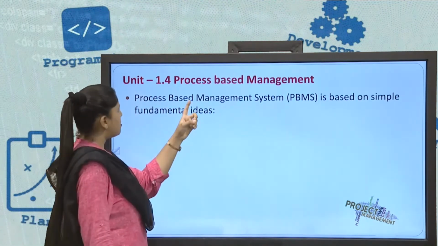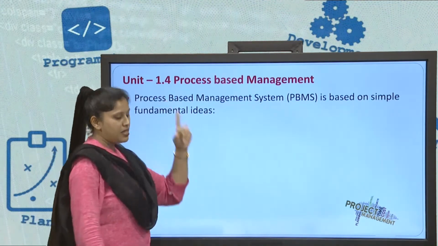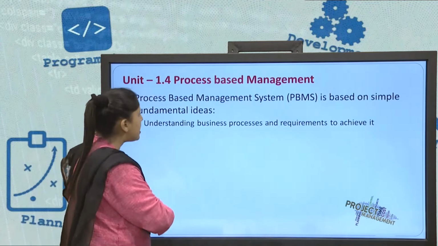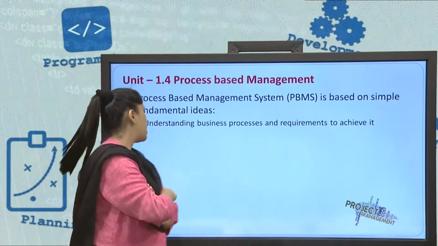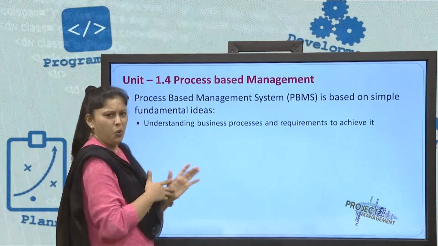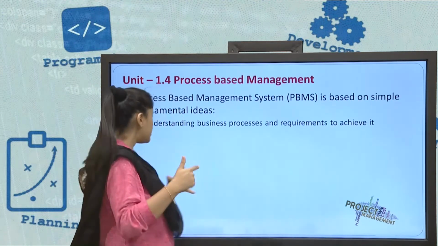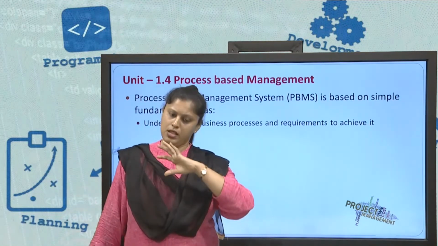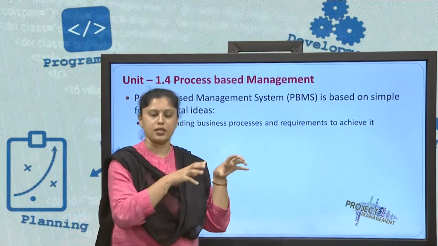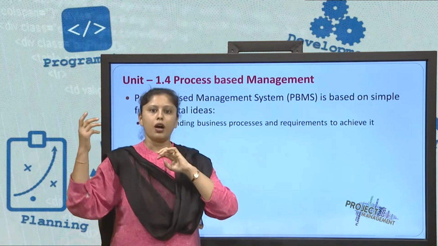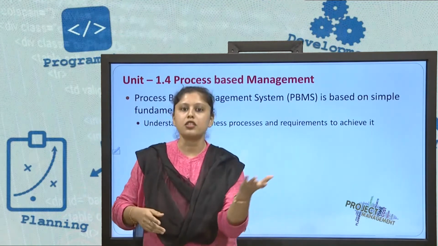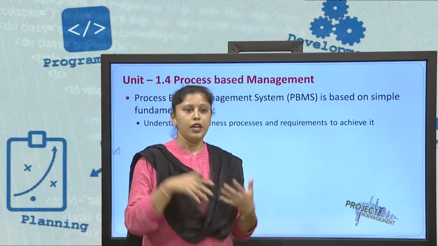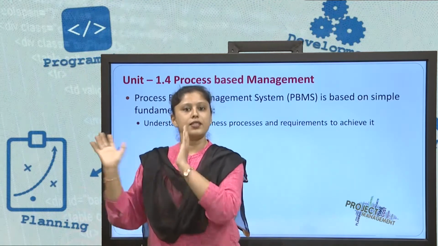So the process based management system is based on simple fundamental ideas. Now what are those ideas? Let us have a look at it. First is understanding business processes and the requirements to achieve them. Now what is a business process? What are its requirements? How to achieve it? Let us understand. Everybody has their own process. For example, if you come to college, the college process is different. If you go to your tuition classes, maybe the process there is something different. If you go to maybe a guitar class, the process there is something different, all right.